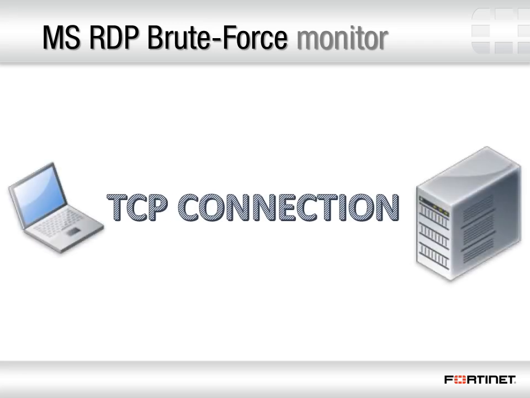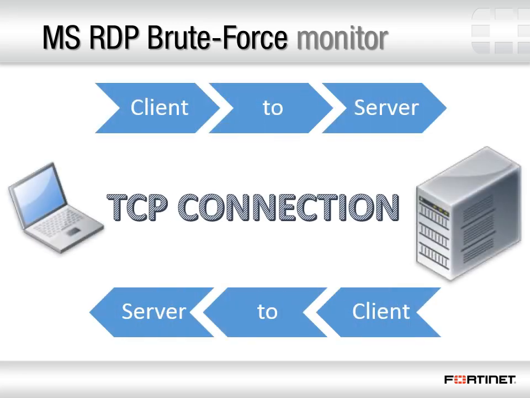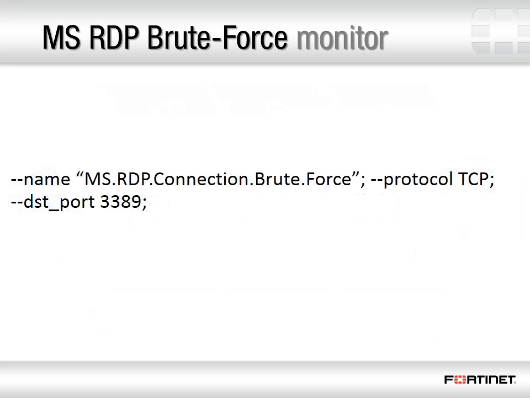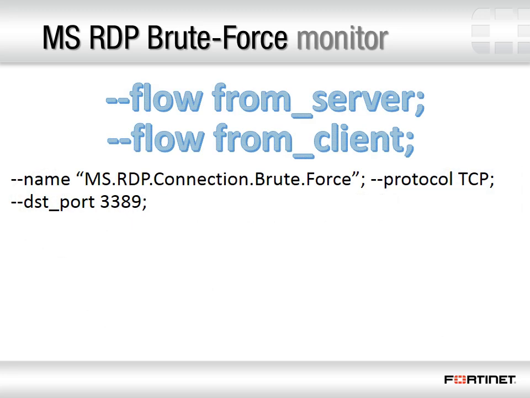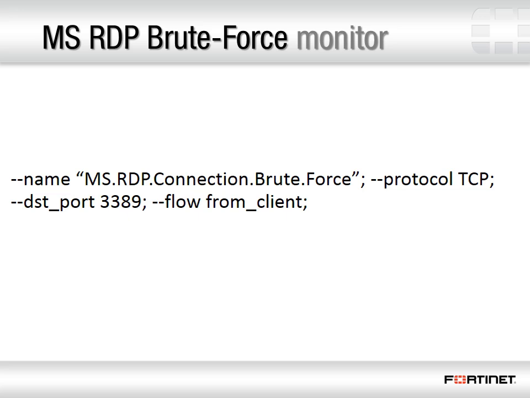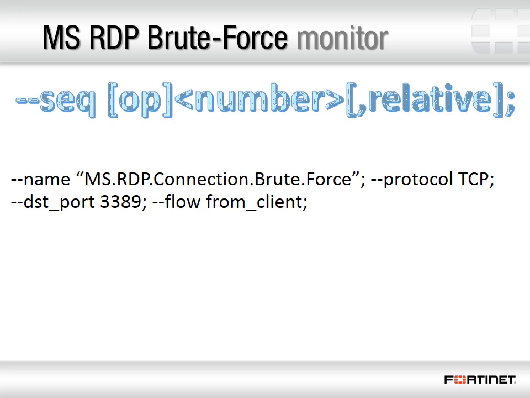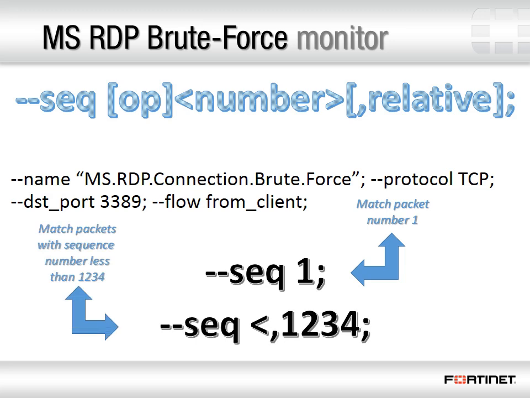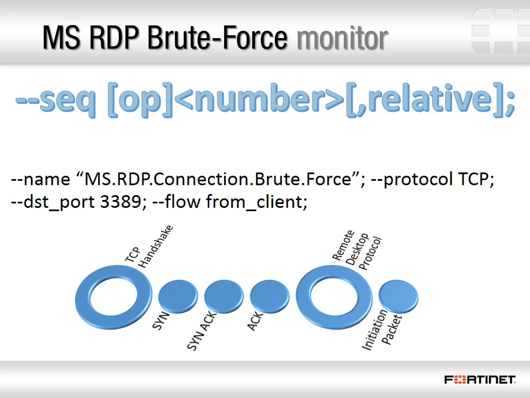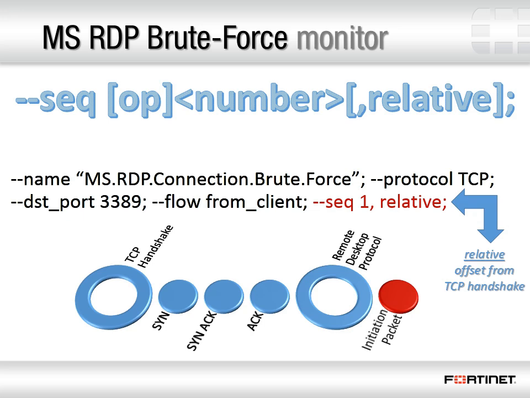TCP connections have direction, either client to server or server to client. To detect the packet flowing from the RDP client, we use the flow option with a value from client. The syntax to detect a packet's sequence number allows matching for a single packet or a range of packets. The MS-RDP connection is initiated in the first packet sent following the TCP handshake. To detect the first packet, we write sequence value 1 along with keyword relative to signify this value is an offset rather than an absolute number.